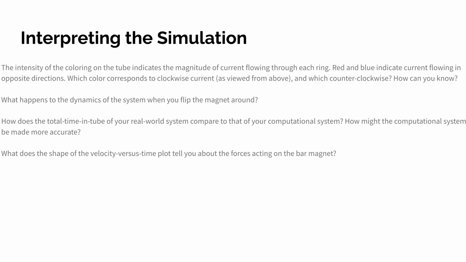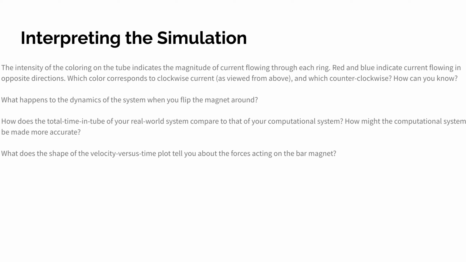For interpreting the simulation, the intensity of the coloring of the tube indicates the magnitude of current flowing through each of the rings. Red and blue indicate current flowing in opposite directions. So the red color represents the counterclockwise current, and the blue color represents the clockwise current. This was determined using Lenz's law.